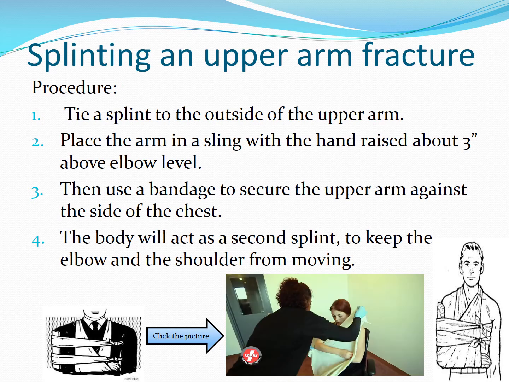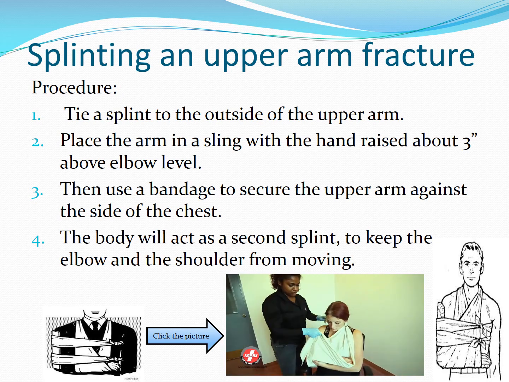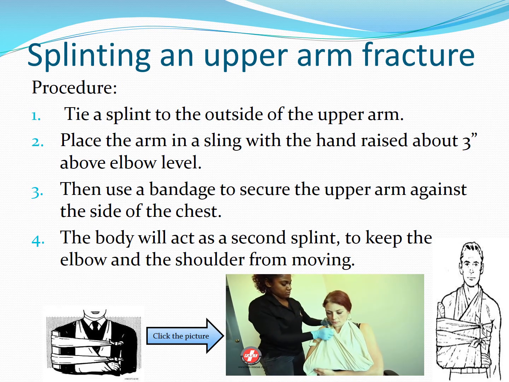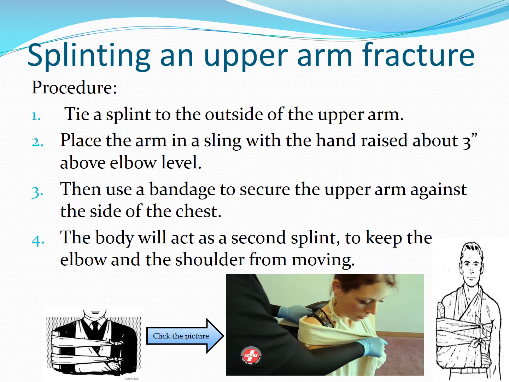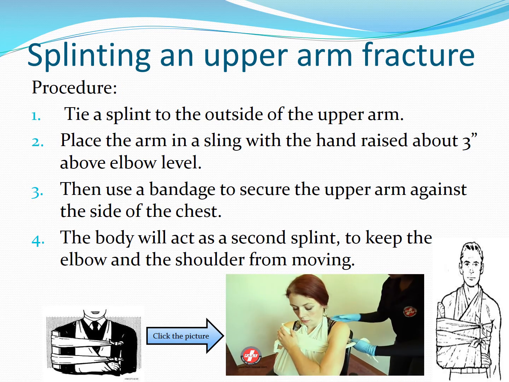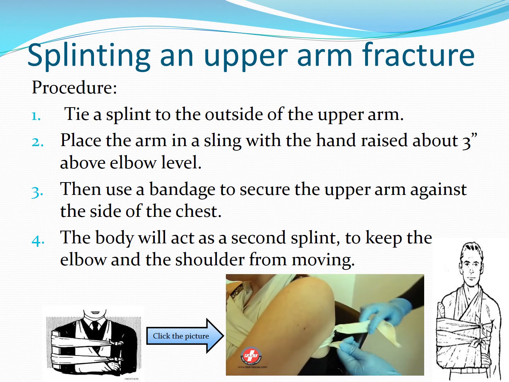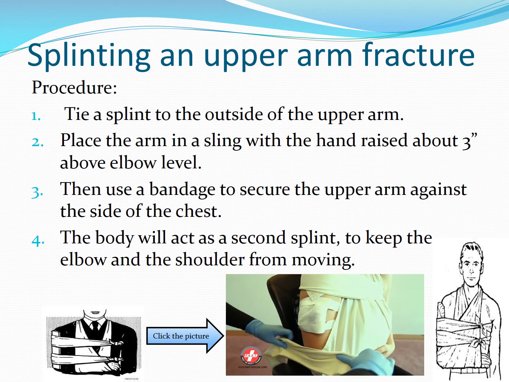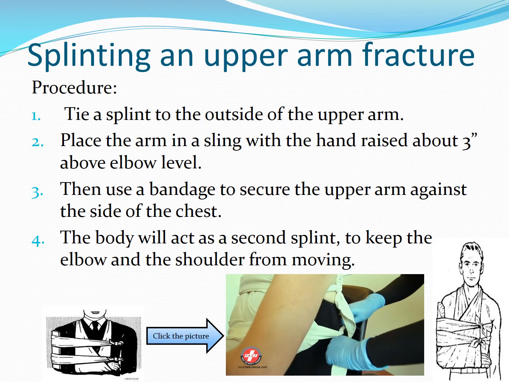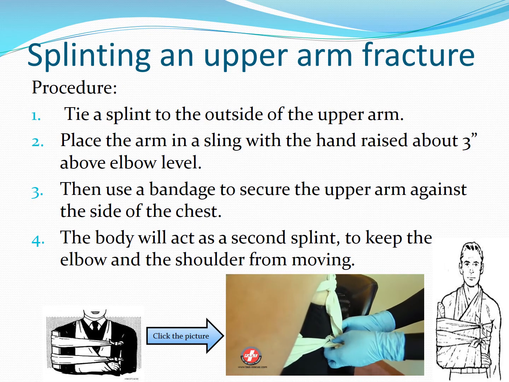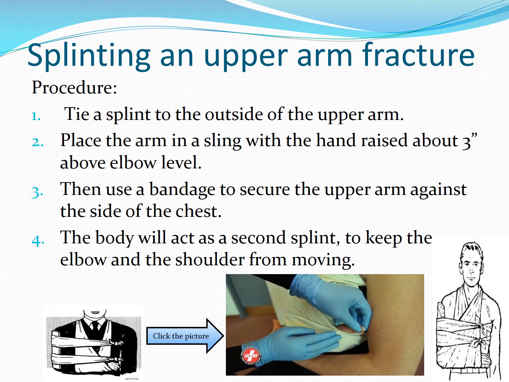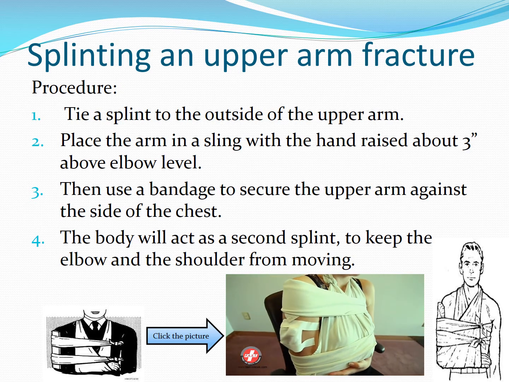Using a triangular bandage, support the arm in a sling. Use narrow bandages to secure the arm to the body and tie above and below the fractured area. Reassess circulation and provide ongoing care until medical help arrives.